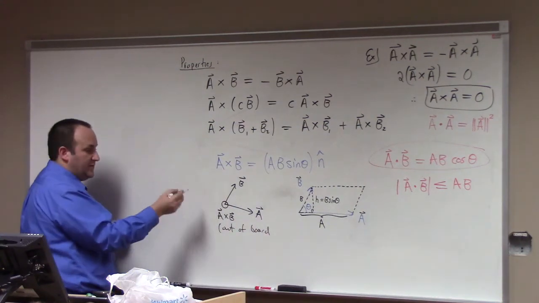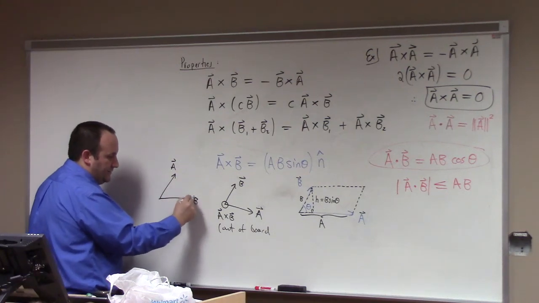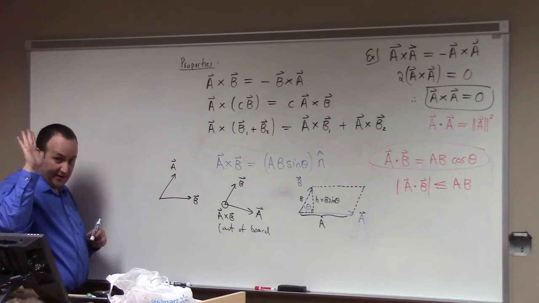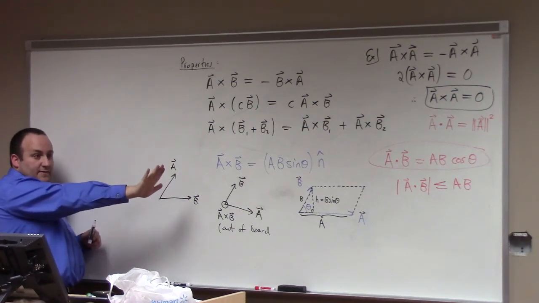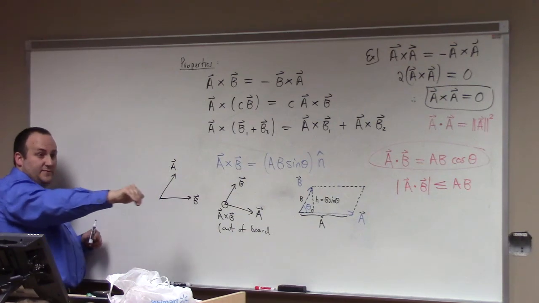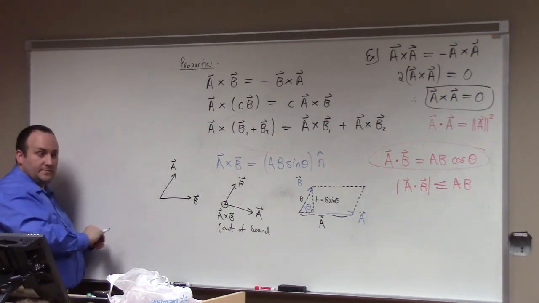If I reverse the roles, same picture basically, but I put A here and B here, right? I have to point my right hand in the direction of A, then cross my fingers into the direction of B. It forces my thumb to point into the board. This is the right hand rule.